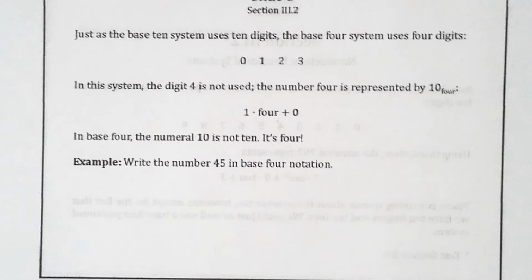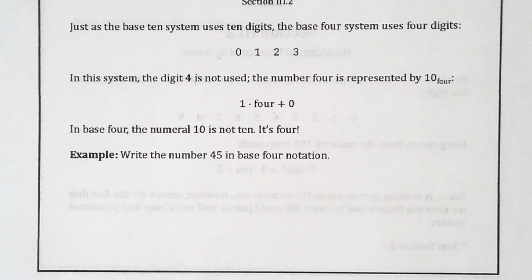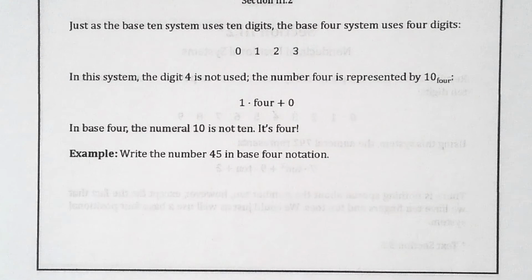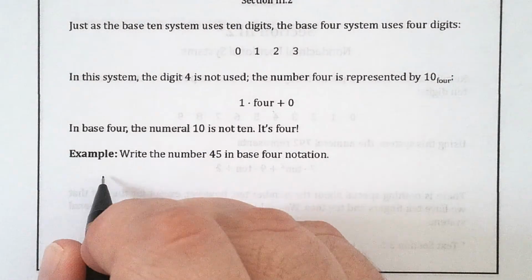Okay, so let's do a couple examples. Let's try to write the number 45 in base 4 notation. Because 45 is a fairly small number, there's a couple ways you could go about this. One is to just try to draw a picture of it using mats, strips, and units.